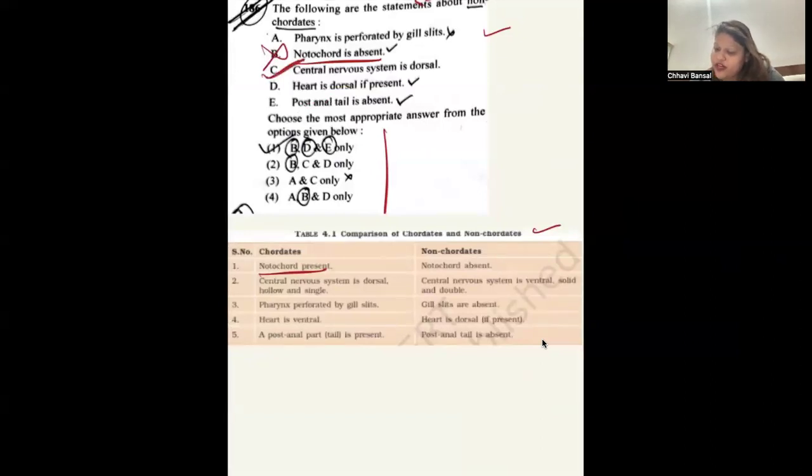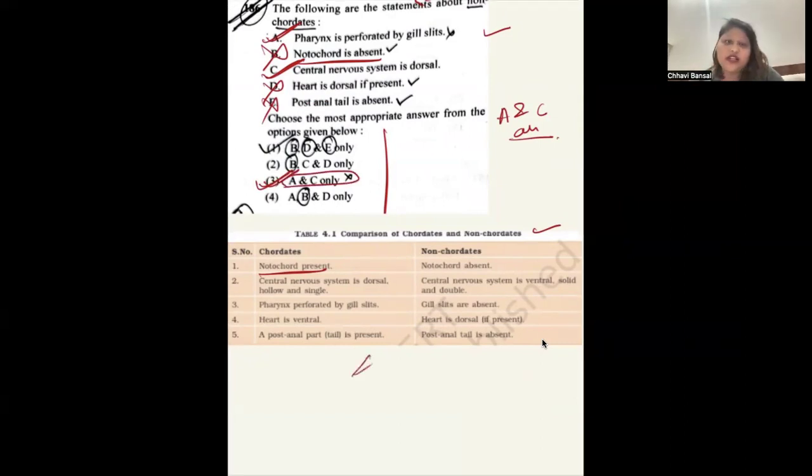Pharynx perforated by gill slits. This is the correct statement. Heart is ventral. Incorrect statement. A post-anal tail is present. Incorrect statement. It means option A and C are the correct statements. So answer is option number 3, right? So directly from this comparison, you can easily tell the answer.